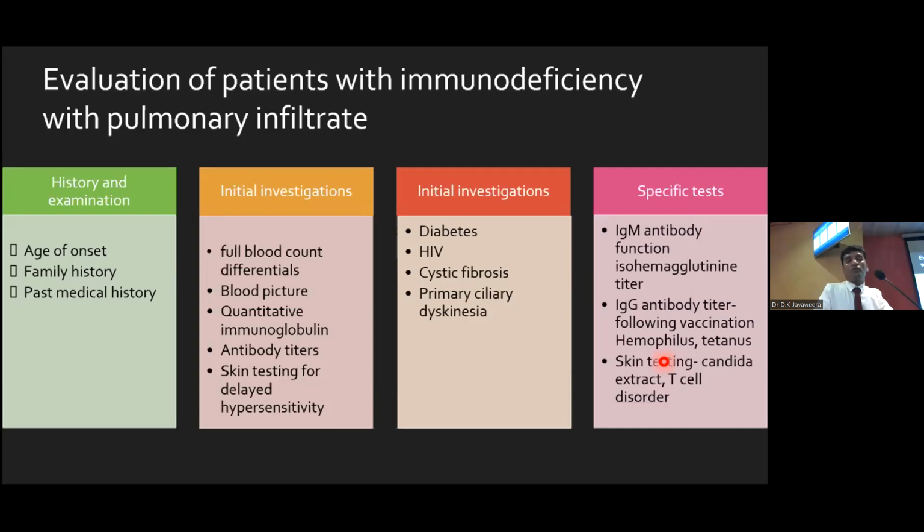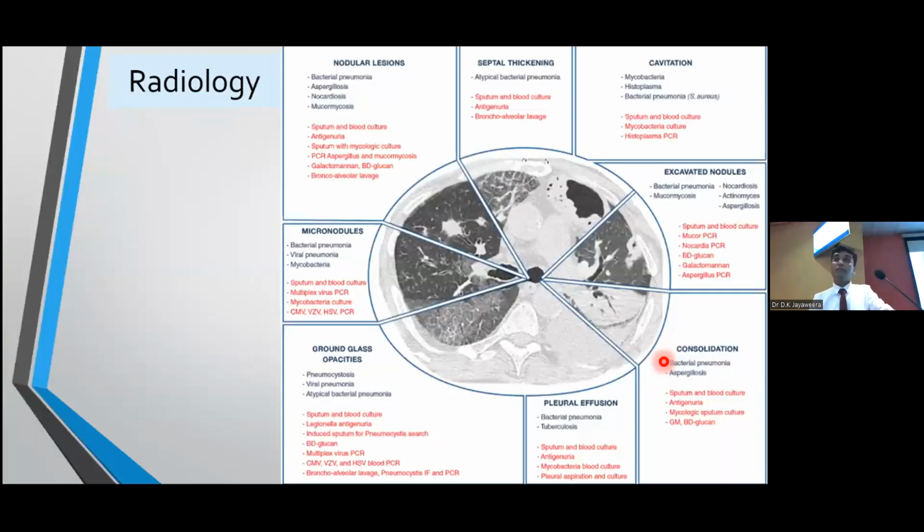Most of the time, we should not forget that common things are common. Poorly controlled diabetes is also immunocompromising. So we do HIV screening, and test for cystic fibrosis and primary ciliary dyskinesia. If everything is negative, then we can go for specific tests: IgM antibody function tests, IgG antibody titers, and candida skin testing to assess T cell function. Another most important thing in evaluating this kind of patient is radiology: chest X-ray and CT scan, HRCT chest. This should be reported by a veteran radiologist. Then he or she can give a lot of information regarding the infection.